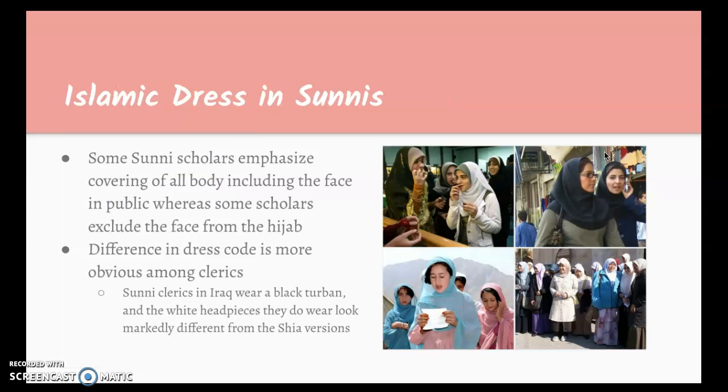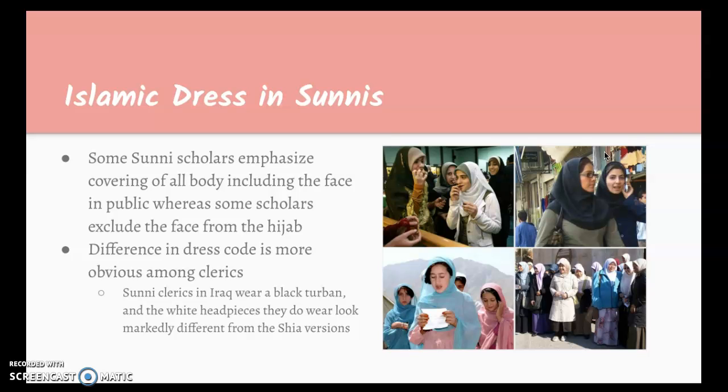All right, so for Islamic dress in Sunnis, some Sunni scholars emphasize covering of all body, including the face, in public, whereas some scholars exclude the face from the hijab. And differences in dress code are more obvious among clerics. So Sunni clerics in Iraq wear a black turban, and the white headpieces they do wear look markedly different from the Shia versions.